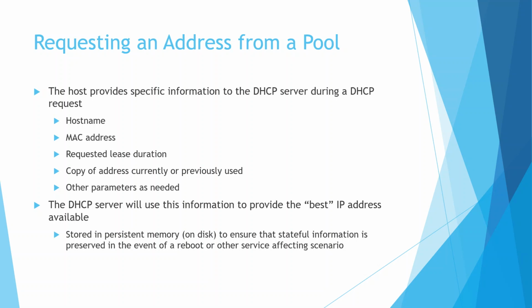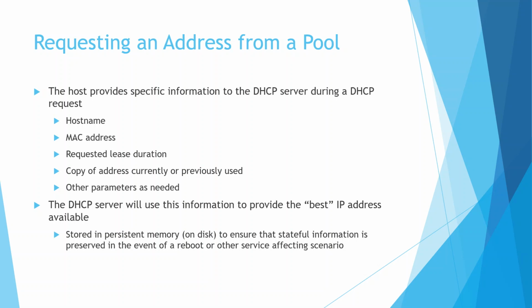So how are we going to request IP addresses from a pool? The host is going to provide specific information to the DHCP server during a DHCP request. Specifically, the MAC address is going to be huge here. Also the host name. A lot of times we will have our DHCP set to automatically update DNS with your host name, so that you can actually resolve your host name to the IP address using DNS, which is a process we'll talk about later in this lecture.